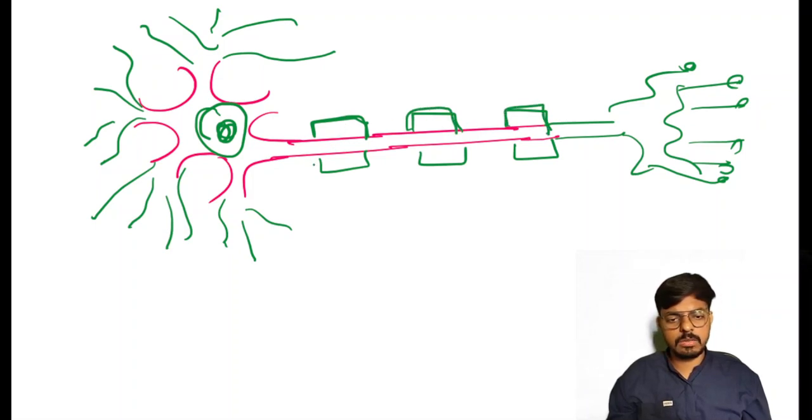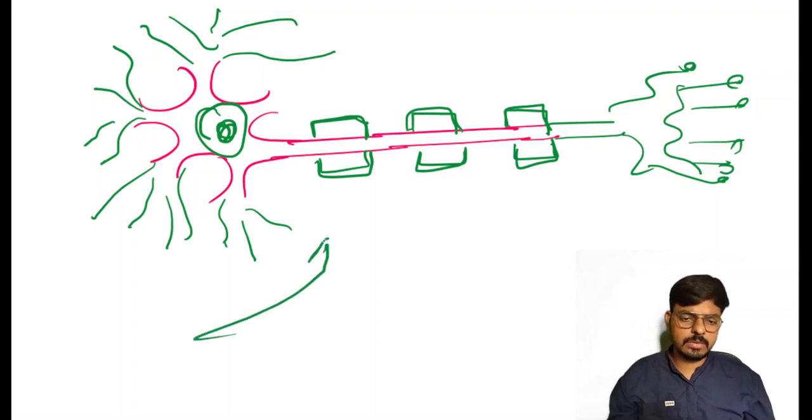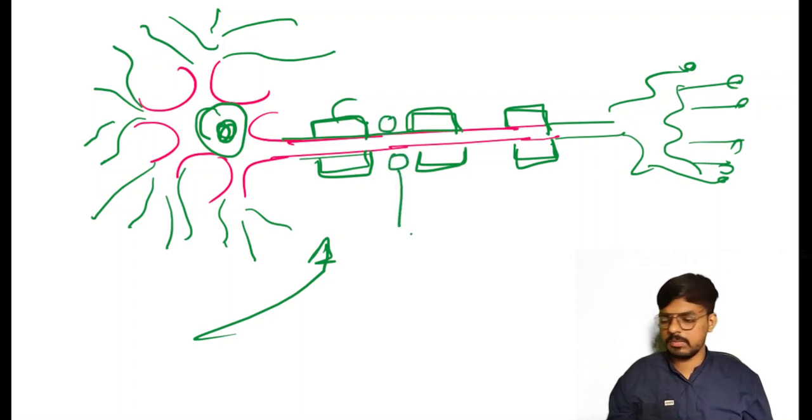So what happens here in multiple sclerosis? There is chronic demyelination. Some autoantibodies come and damage the myelin sheath. This is our axon. On the axon, the myelin sheath will be there. In between the myelin sheath there is a gap. This is called the node of Ranvier.